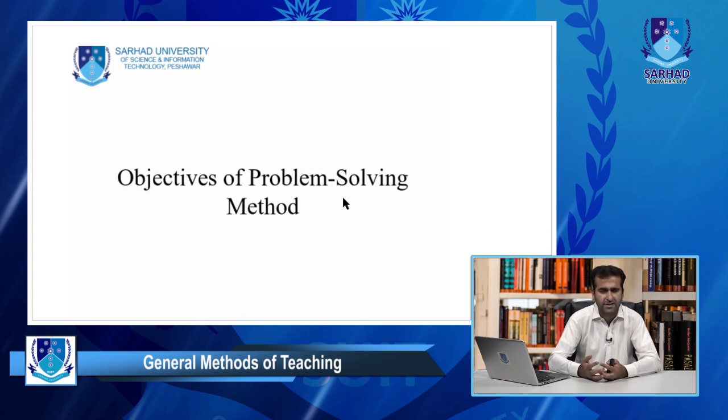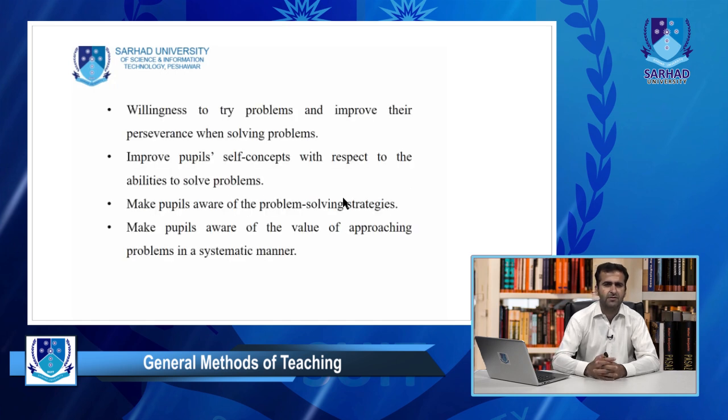So, it is better that the student should develop habits so that they are able to solve their problems by themselves. Now, we are moving towards certain objectives of the problem solving method. What are some specific objectives of this particular method? Objective number 1, willingness to try problems and improve their perseverance when solving problems.